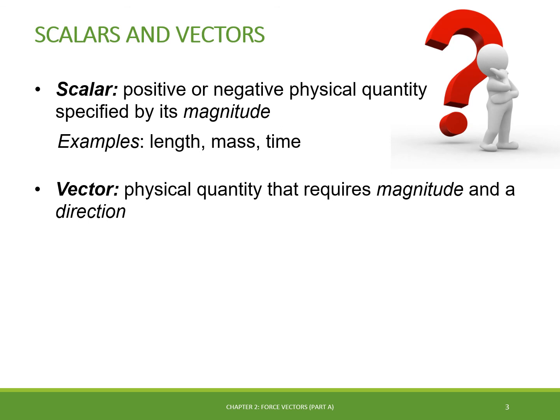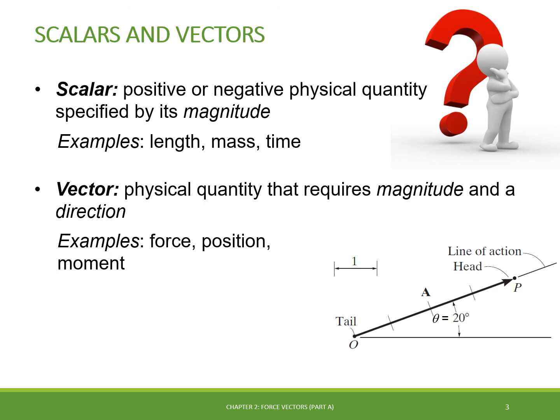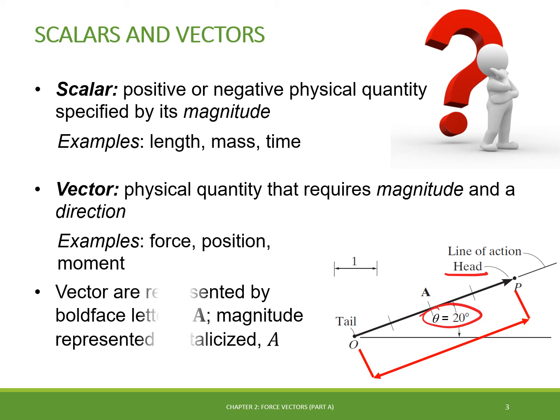A vector, on the other hand, is any physical quantity that requires both a magnitude and a direction for its complete description. Examples of vector quantities are the force, position of a particle, and the moment. A vector is graphically represented by an arrow. The length of the arrow represents the magnitude of the vector, and the angle theta between the vector and a fixed axis defines the direction of its line of action. And the head or tip of the arrow indicates the sense of the vector direction.